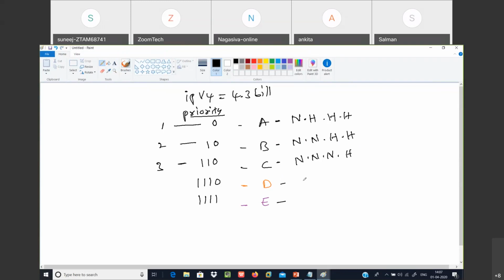Class D has no network portion, no host portion. Class D is for what? Multicast purpose. Class E also has no network and host portion; it is reserved for R&D, research and development. So network and host portions exist only for class A, class B, class C. If your requirement is a very large number of hosts, you can choose class A. If your requirement is a very few number of IP addresses, then class C is recommended. So based on the number of networks and number of hosts, you can choose A or B or C class IP addresses.